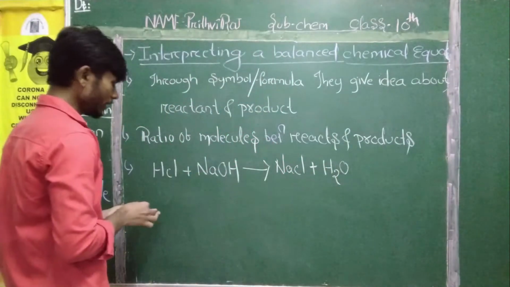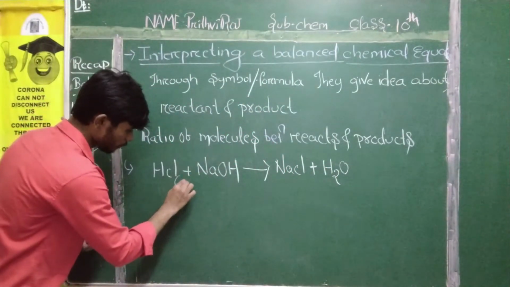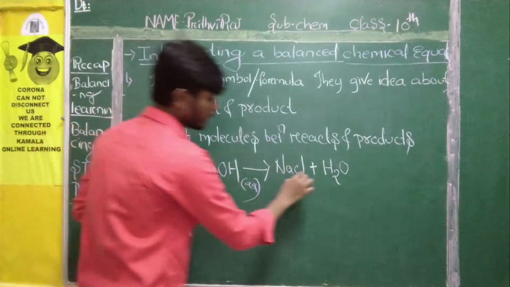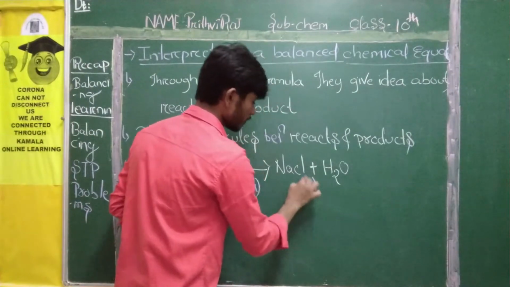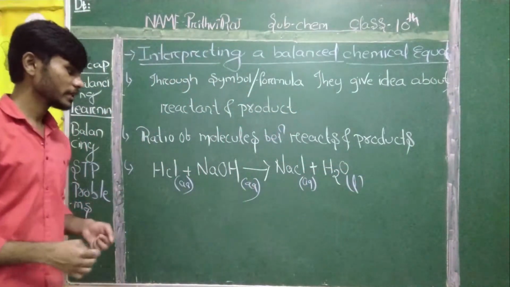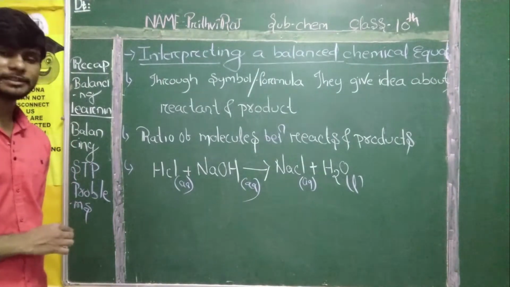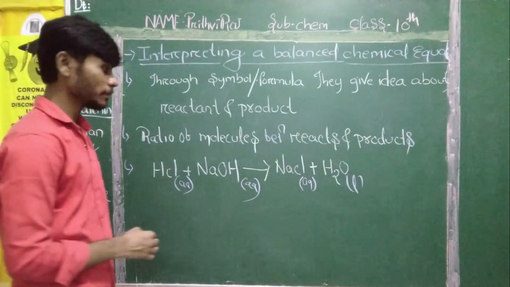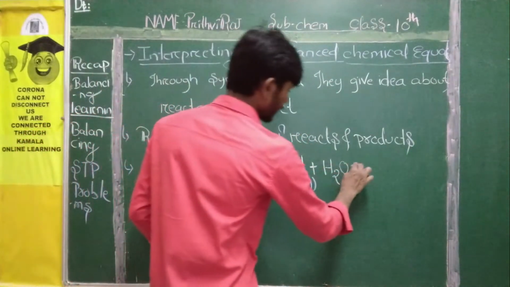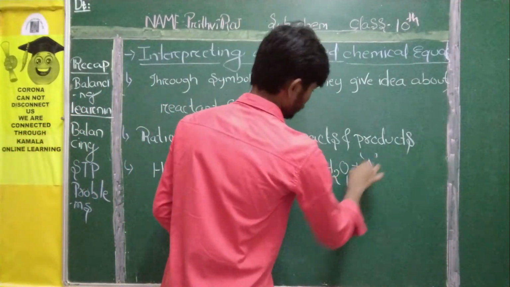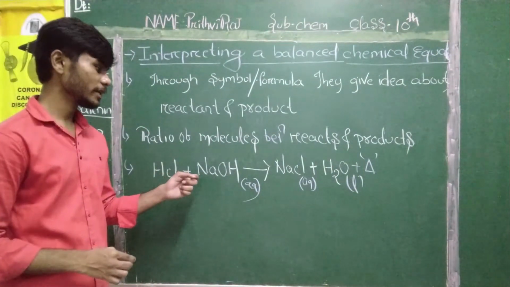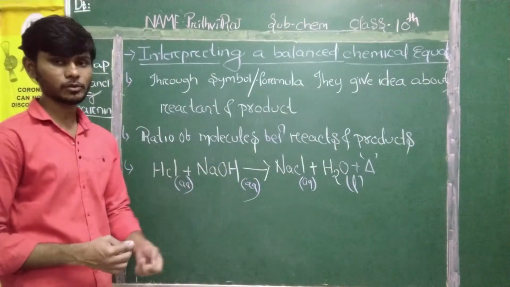I'll make it more informative. HCl is aqueous, sodium hydroxide is also aqueous, NaCl is aqueous, and water is liquid. These are the four things I mentioned. Here a little bit of heat is evolved, so I'll write the delta symbol over there. So here, students, when HCl and NaOH combine we get NaCl and H2O.